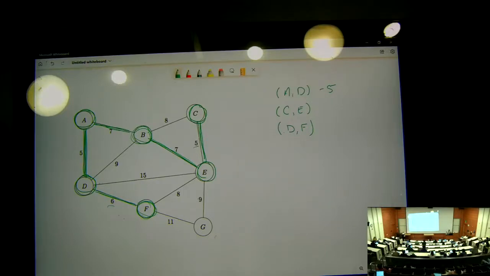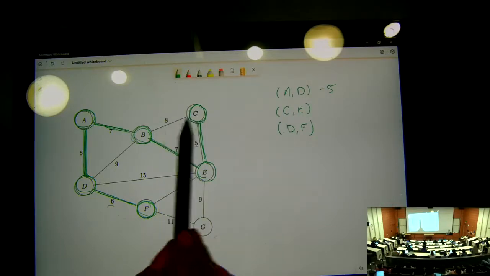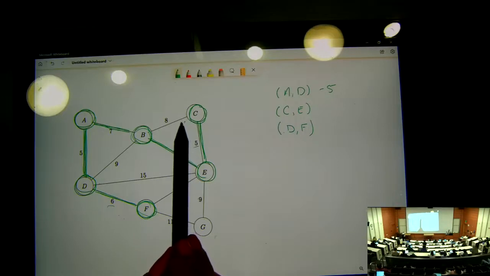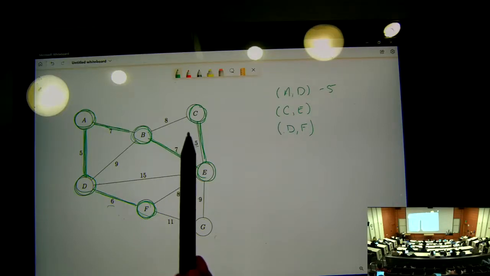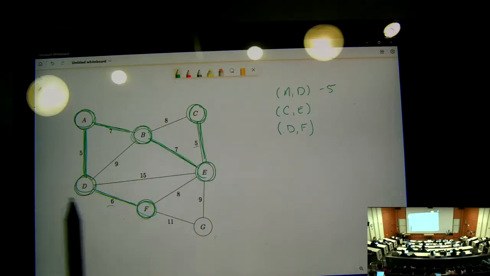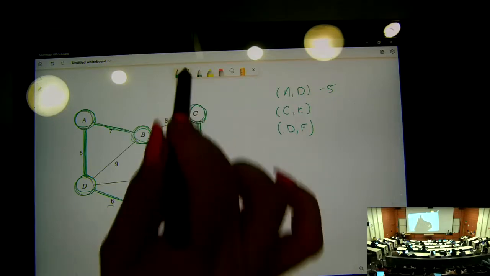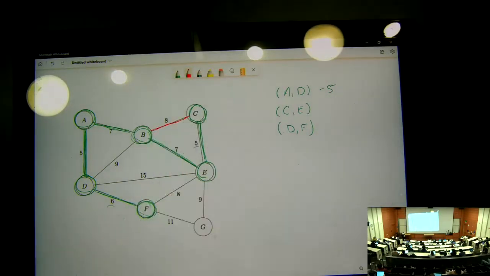What is the next edge that I'm going to look at? The 8s, right? So we've got one 8 here, B and C. Do I want to include this edge? Good job. Yes, you are correct. We do not want to include that edge because B and C are already part of the same component. If I were to add that edge, I would end up with a cycle, and cycles mean we have more edges than we need. We're trying to find the minimum spanning tree.